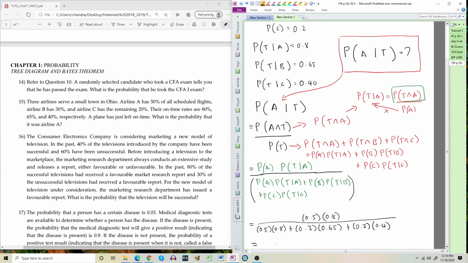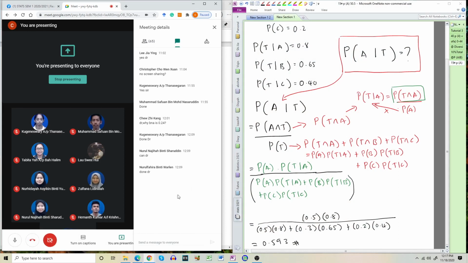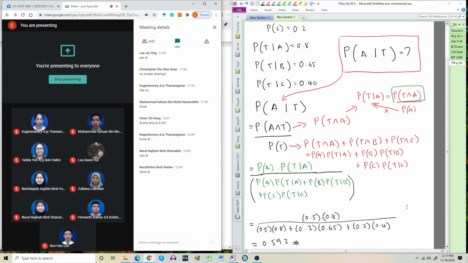Your answer should be 0.593. Please double check. Compute this and let me know whether you get the same answer or not. Do you get the same answer? Please compute. Any one of you?